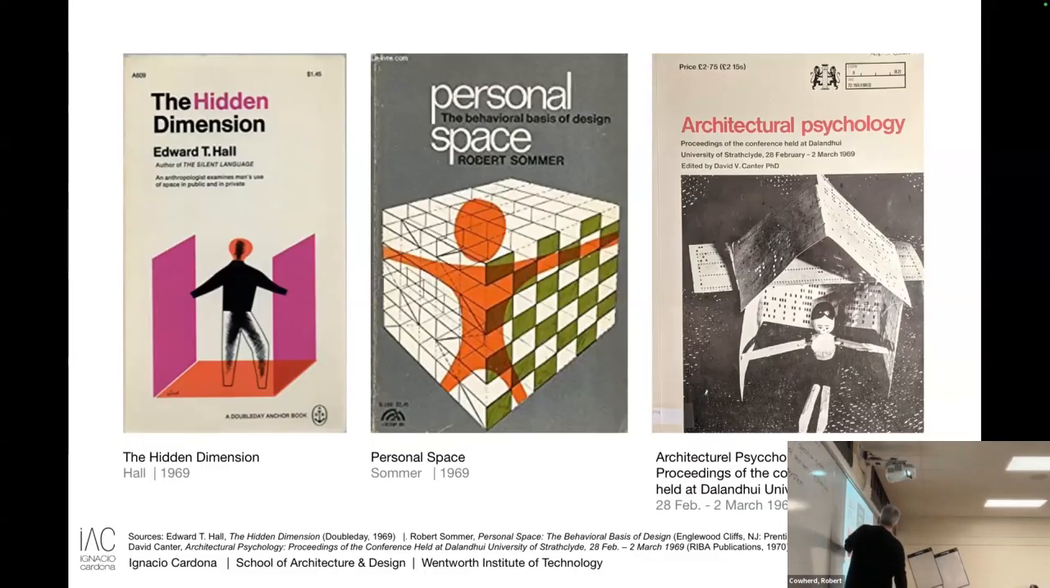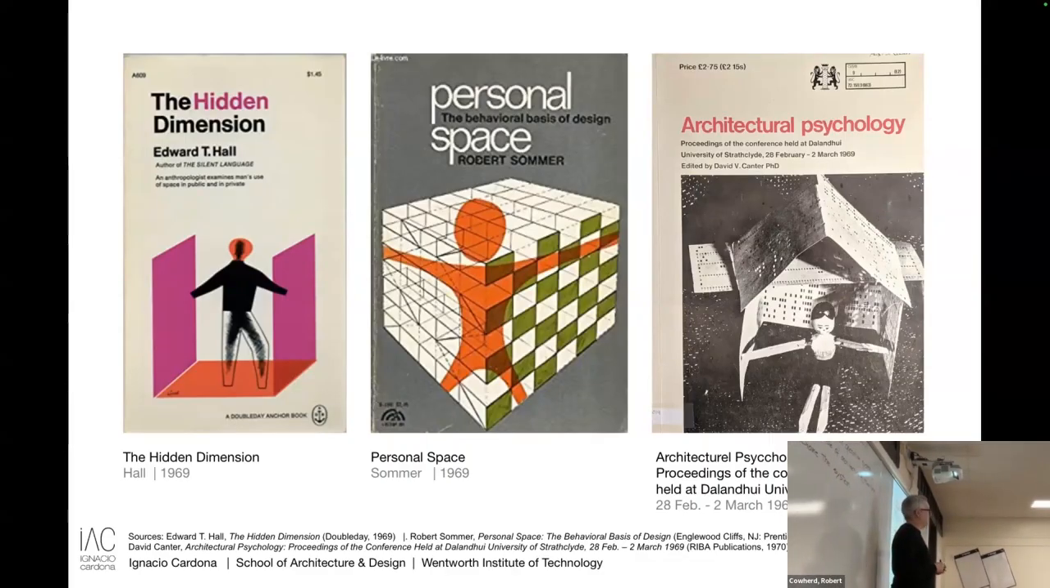So in different parts of the world, The Hidden Dimension, Personal Space by Sommer, and Architectural Psychology, we realized, surprise, that the architects from the modern movement were not that right. We have to think bigger. People are part of the equation. Actually, people are at the center of the equation. So we're talking a little more about human-centered design.